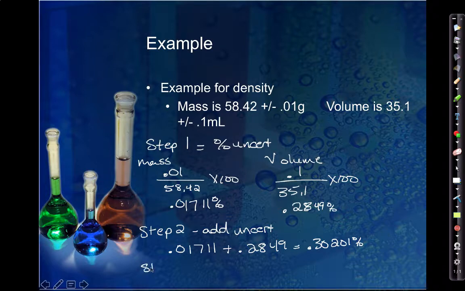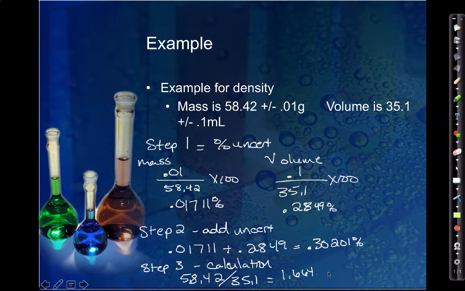All right, so the next step. Well, step 3, do your calculation. So whatever the calculation is. So if we have a density, let's go ahead and calculate that out. So that's mass divided by volume. So 58.42 divided by 35.1. That's going to give me 1.664. And that would get rounded to, there's 4 significant figures here, 3 here, so it gets rounded to 1.66 grams per milliliter. All right, so now we need to deal with the uncertainty.